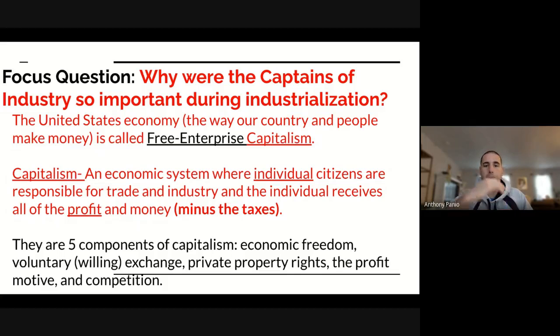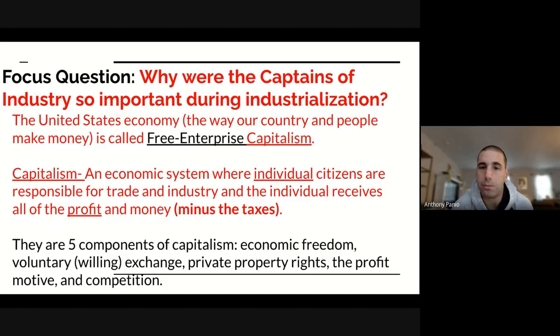So we're going to talk about the 5 components of capitalism today, and I actually don't have you write this down, but I think you should listen very carefully because this isn't something that can come up on the Regents. But I think it's very important to know what makes our country a capitalist country. Okay. Now, is capitalism a perfect system? No.